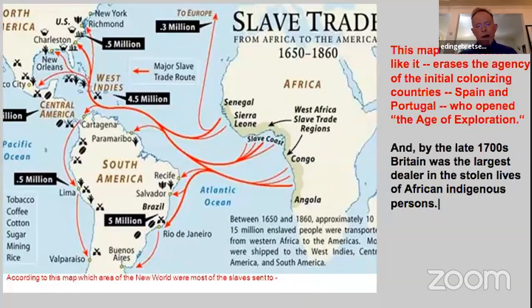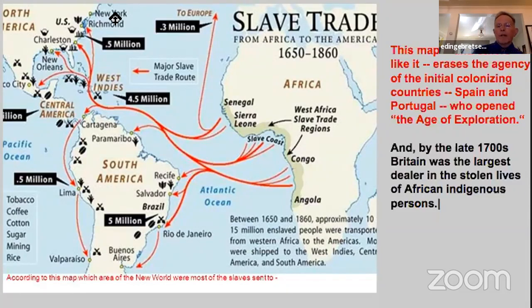This map, for example, and you're going to see various forms of maps like this, and I apologize, but each of the maps is useful for different things. This map, like others, erases the agency of the initial colonizing countries, Spain and Portugal, who opened the age of exploration. So you see here the middle passage. What you don't see are the slavers coming in this way. What you don't see is the products the slavers want. Again, cotton, sugar, liquor. By the way, the largest manufacturer of liquor and sugar was Rhode Island. So most of the colonies shipping from the New World to Europe came out of Rhode Island, not the South.